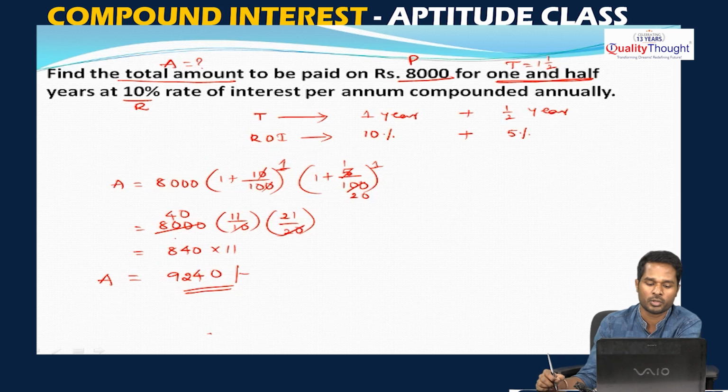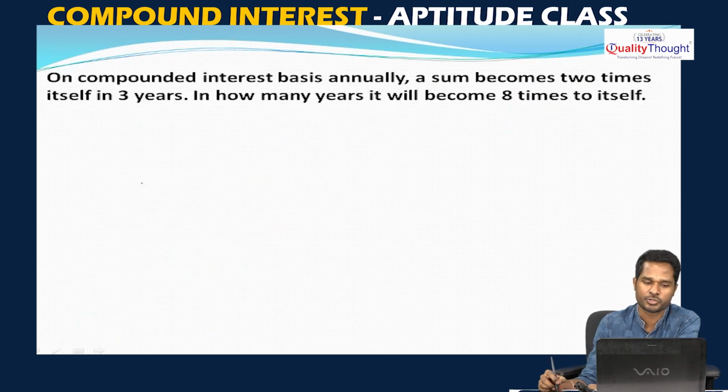That means the total amount to be paid on 8,000 after 1.5 years at 10% rate of interest is 9,240. Let us see this question.